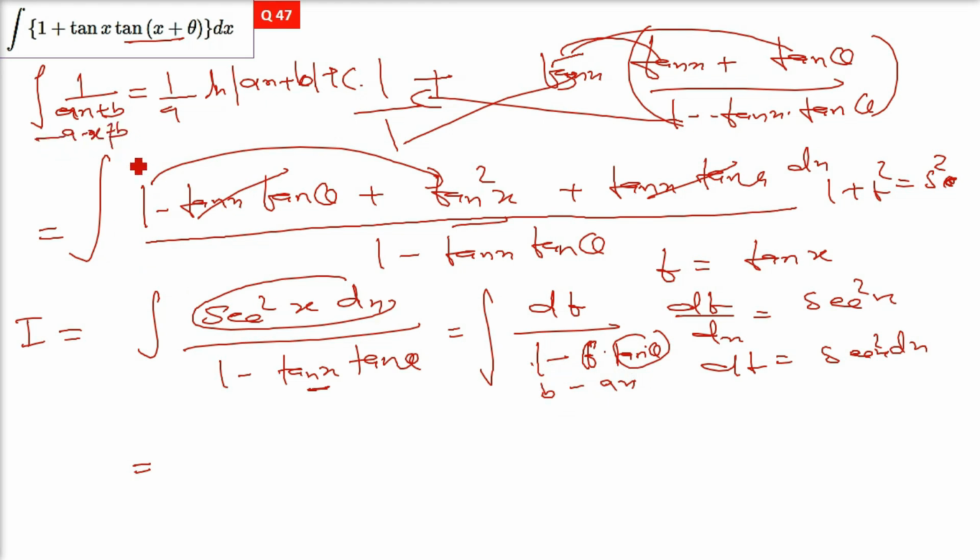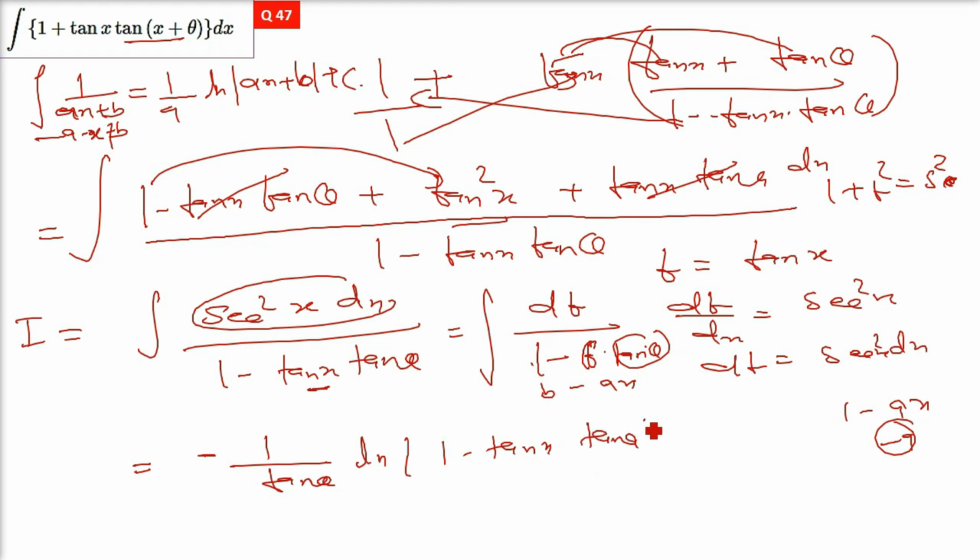So again, a negative will come, as I just suggested. So there will be a negative, okay? 1 by a will always be there. What is a here? Tan theta. It will be negative, because the negative is there. It's just 1 minus t into tan theta. You just differentiate it by t. Whatever you get is to be kept here. You will get a negative. So negative 1 by tan theta, and the log will remain like that: ln modulus of 1 minus tan theta tan x, because t was tan x. It would have come as 1 minus t into tan theta, and I replaced t by tan x.